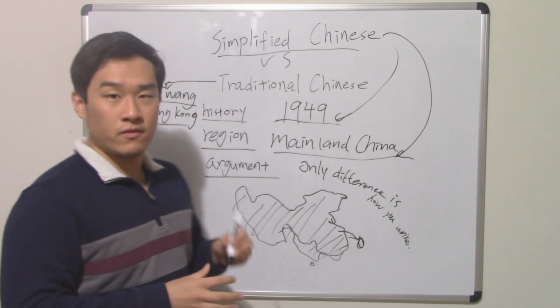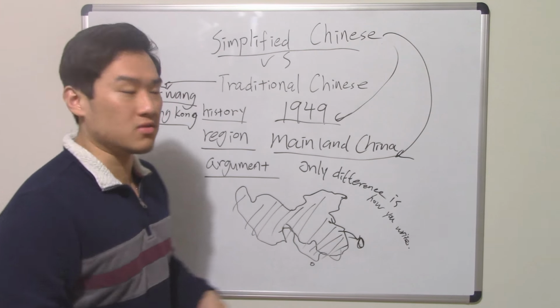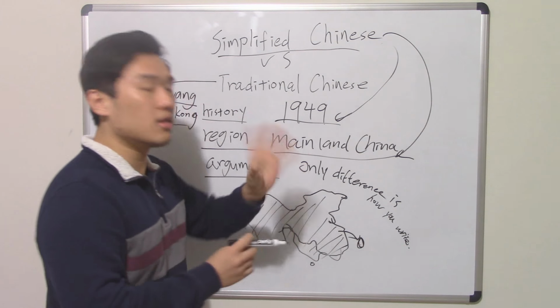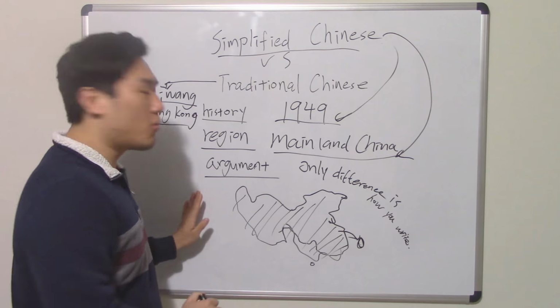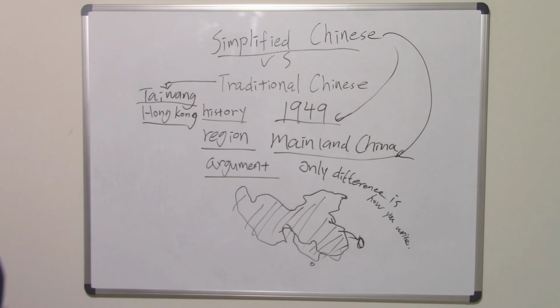But it might be kind of difficult if you try to read them, because some words you don't really recognize, since it's complicated in traditional Chinese. And then here's an argument. So what is an argument? Let me get an eraser here.